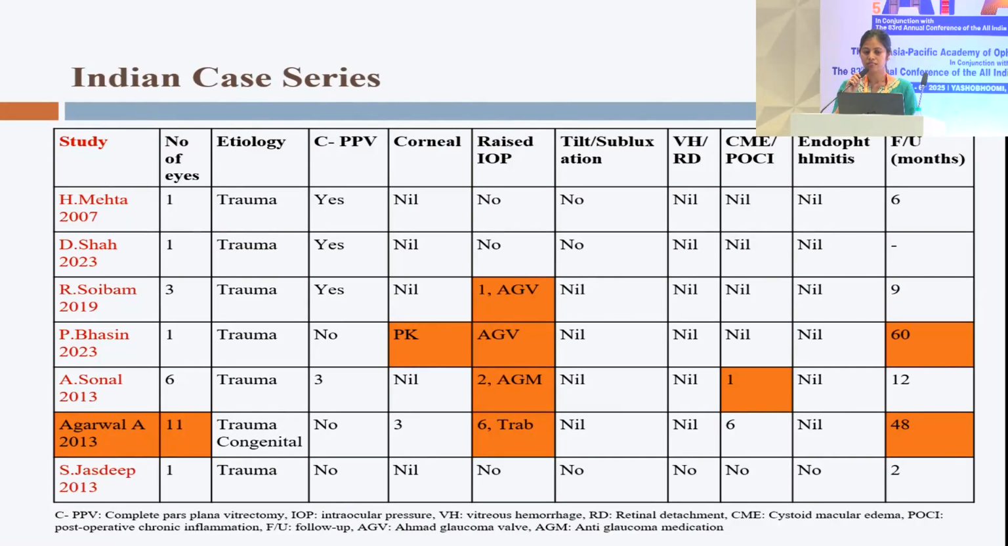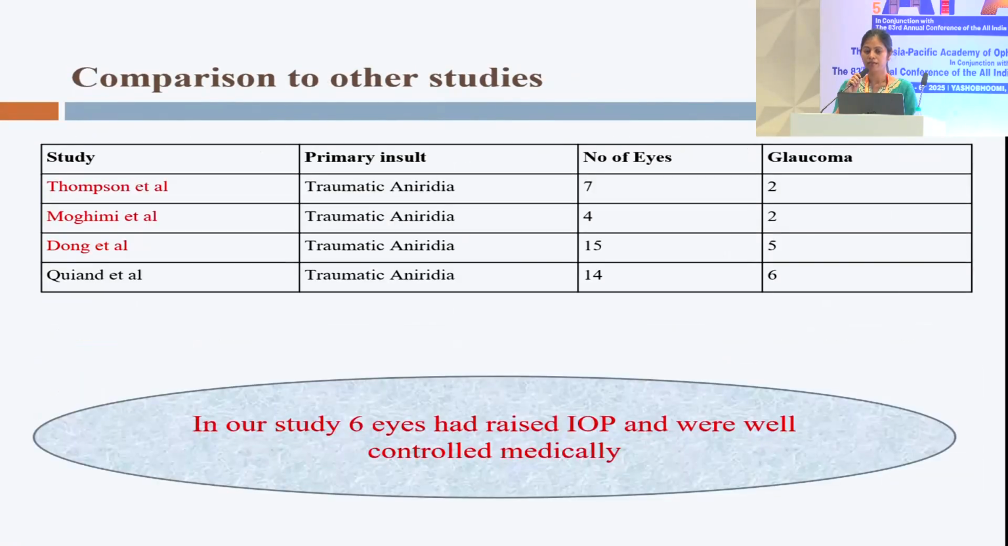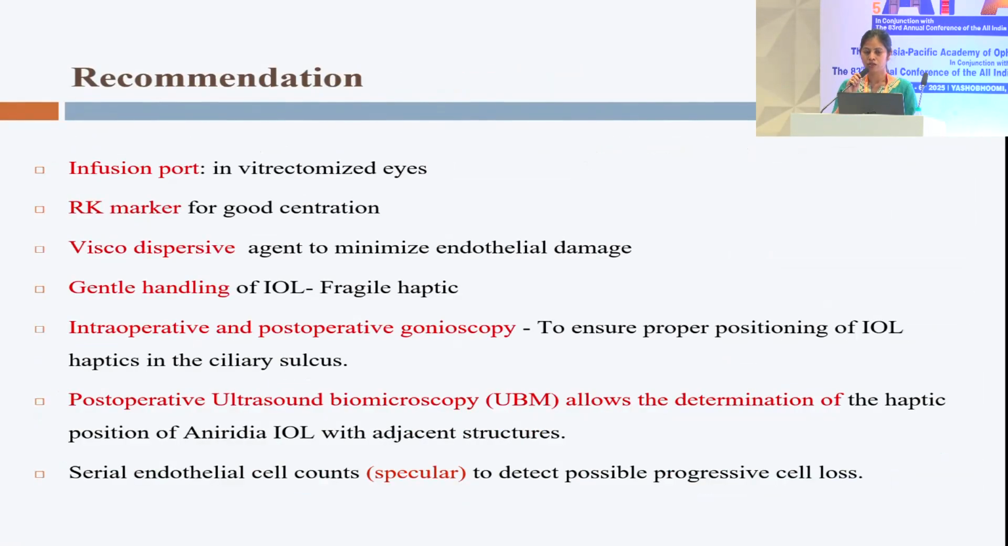Another larger study was by Dr. Amar Agarwal in 2013, in which 11 eyes were included where glued fixation of BD-IOL was done. If we compare our results with the rest of the world, our results were satisfactory, non-inferior and better in terms of complication rate. So our recommendations are to use an infusion port, RK marker, viscodispersive agent, gentle handling of the IOL as the fabric is very fragile, UBM to confirm the position of the IOL, and serial endothelial counts to look for progressive cell loss.